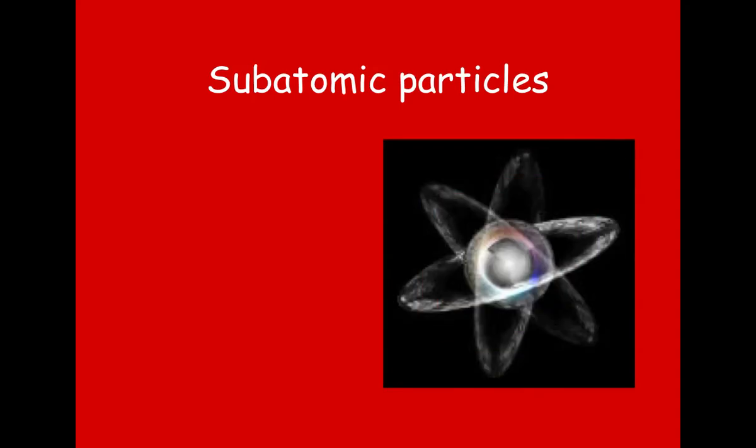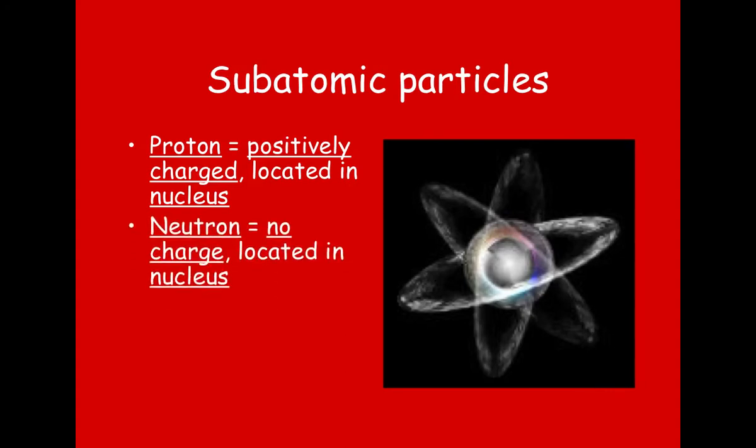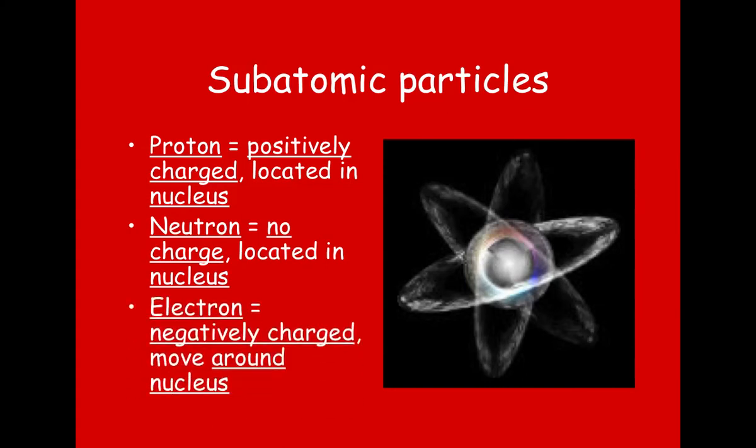For instance, we have the proton, which you know is positively charged, and it's located in that central structure that we call the nucleus. You also have the neutron. Neutrons have no charge and are also located in the nucleus. Lastly, we have electrons, which are negatively charged and instead of being located inside, they move around the outside of the nucleus, kind of like in the picture that you see there.